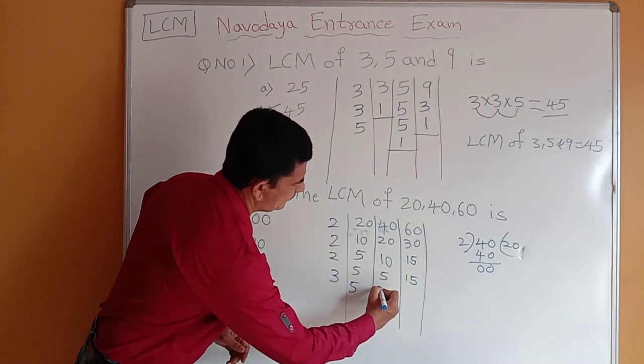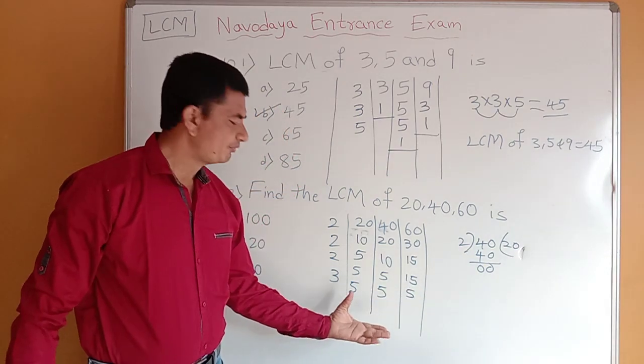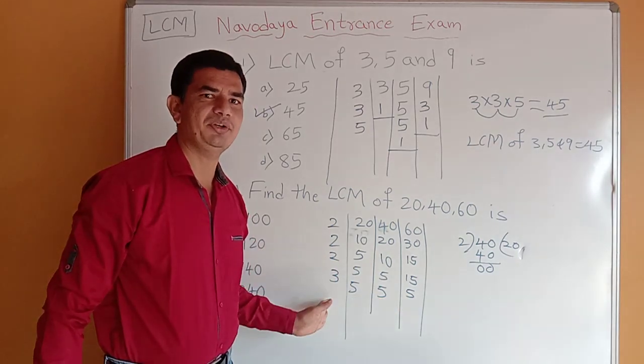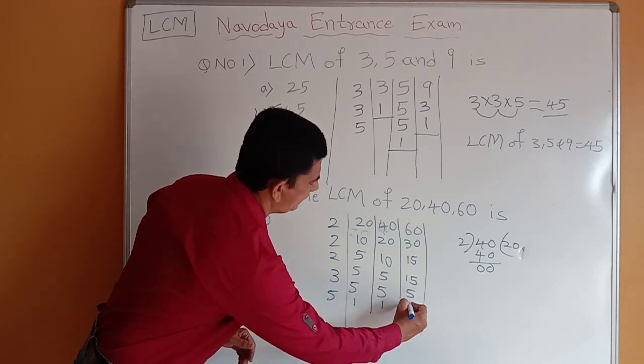3, 5 as it is, 5 as it is. 3 how much are 15? 3 5s are 15. So at last we got all 5, 5, 5. So directly we can take the 5 table, because in the 5 table 5 is present. 5 1s are 5.